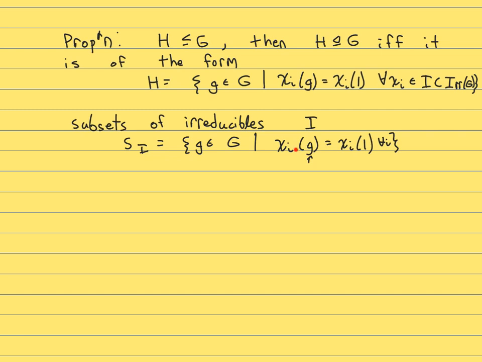Of course, since this is a class function, this is closed under conjugation. So you're taking unions of these types of conjugacy classes, and the ones that are actually closed under multiplication and inversion, those are actual normal subgroups. And every normal subgroup arises in this way. So for a group that has very few irreducible representations, this is a nice way to find the normal subgroups.